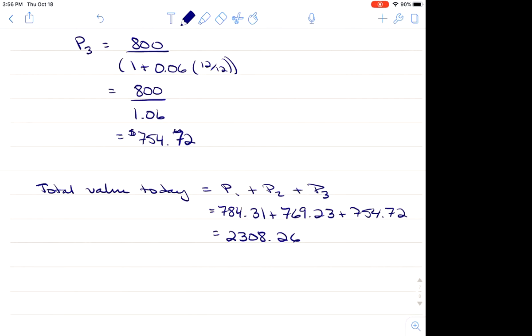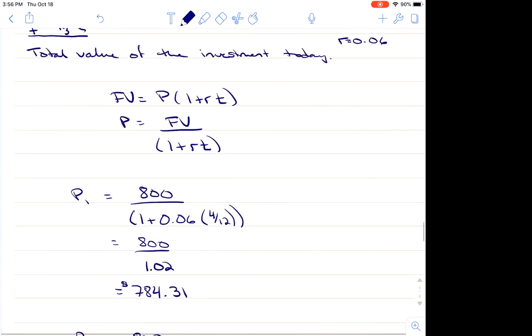That'll never happen, but if someone said, hey, if you give me $2,350 today, that's not a good deal because 800 is only worth $2,308 today. So that's how we use these. Why does it matter what it's worth? It's just the equivalent payment, right?